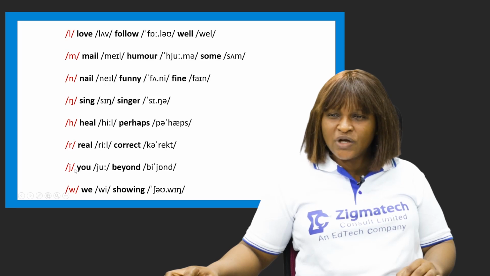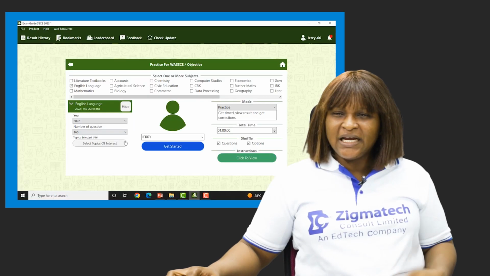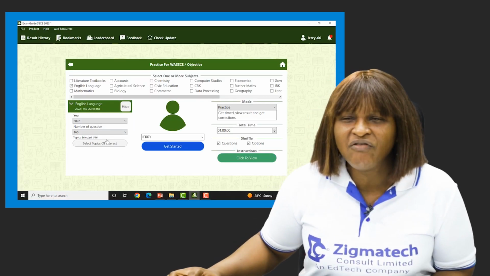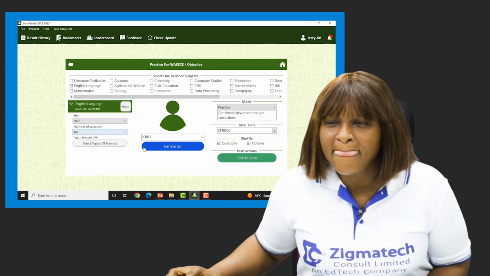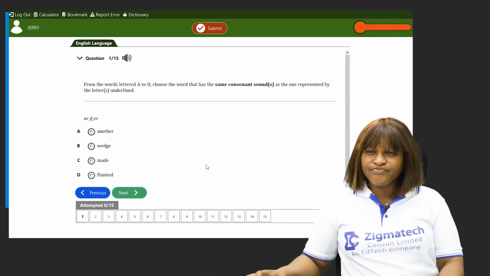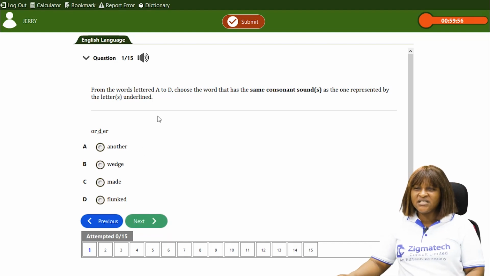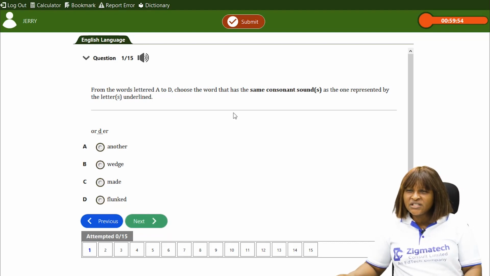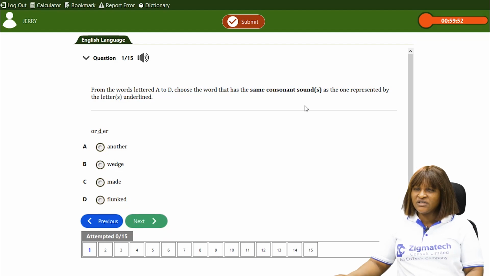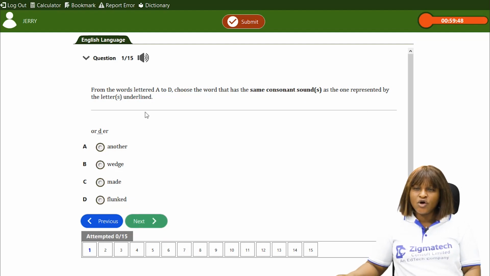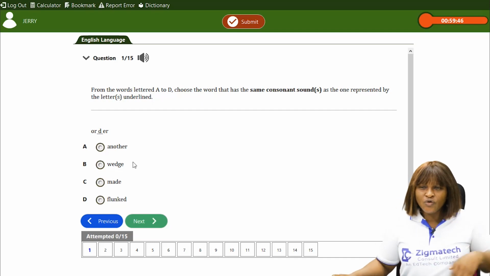All right, we want to look at some activities based on what we have learned. Let's look at an activity and see how far we have learned. Now it says from the words lettered A to D, choose the word that has the same consonant sound as the one represented by the letters on the line. So we're going to look at them.